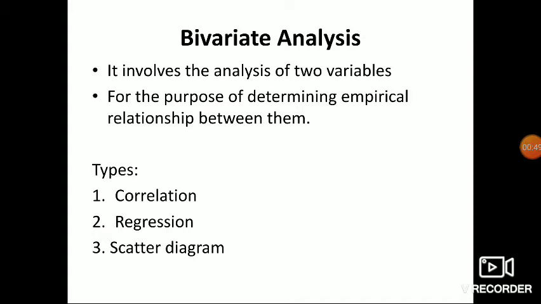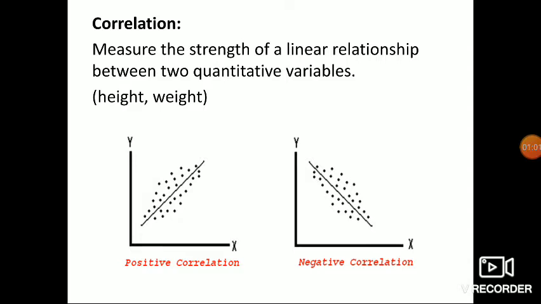Now we are going to see only three methods under bivariate analysis: correlations, regressions and scatter diagram. Correlation measures the linear relationship between two quantitative variables. For example, height and weight are two variables. In order to measure their relationship, we can do correlation.